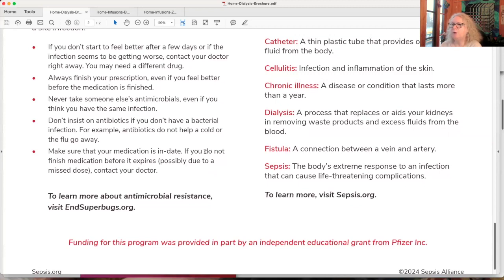And at the end of both brochures, we talk about endsuperbugs.org, where people can go to learn more about antimicrobial resistance. We hope that these resources will be helpful when you meet with your patients and their loved ones. We want them to understand the issues related to preventing infections and what they should do if an infection should occur. As I said, they are free for you to use and to give out to whomever you believe needs them. If you have any questions or concerns, please reach out to us through sepsis.org.